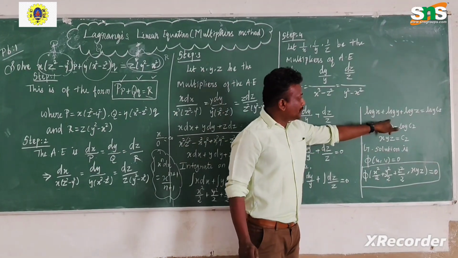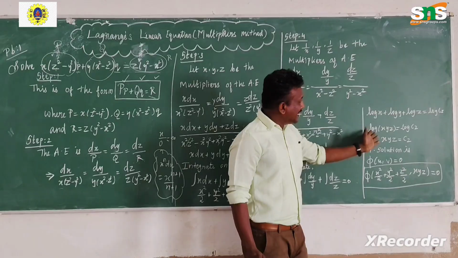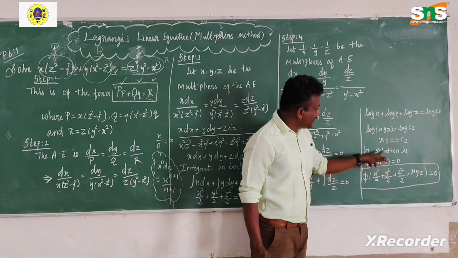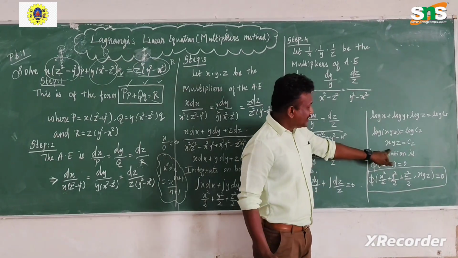By using the log property, addition can be written as multiplication. So now you can take the exponential on both sides. Log will be removed. The answer is xyz is equal to C2, right? So this is my second solution.